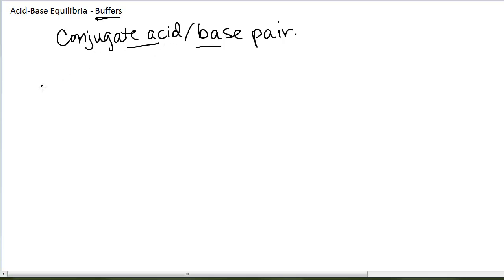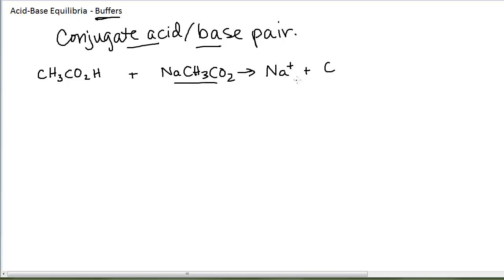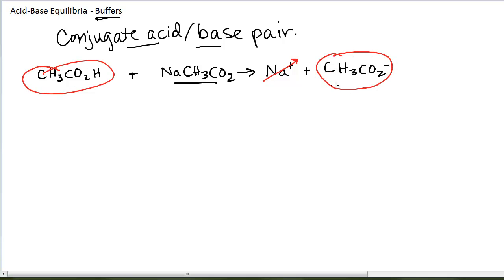They can't be strong. For example, if I take some acetic acid and I add to it the salt sodium acetate. Sodium acetate is a salt, which means the first thing it's going to do is break up into the ions. It's going to dissociate to give me the sodium ion and the acetate ion. The sodium ion is neutral, so I can ignore it. And so I'm looking at a solution that has acetic acid and the acetate ion. This is a weak acid and its conjugate base.